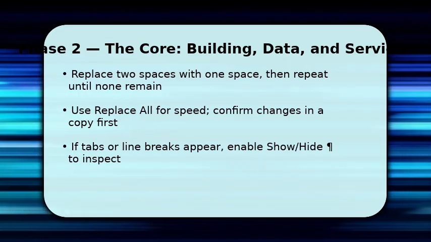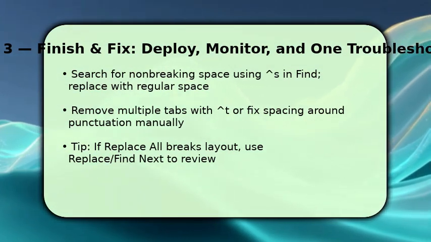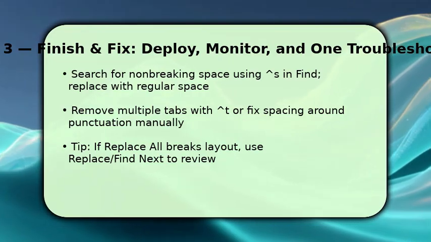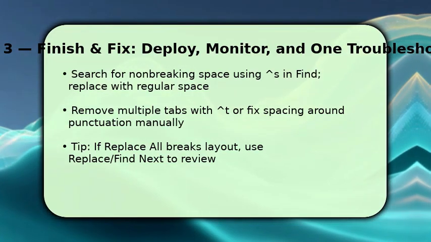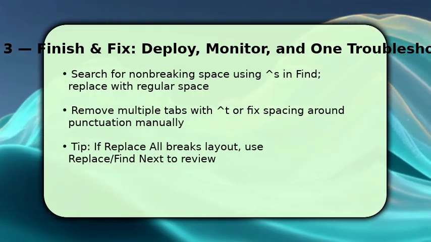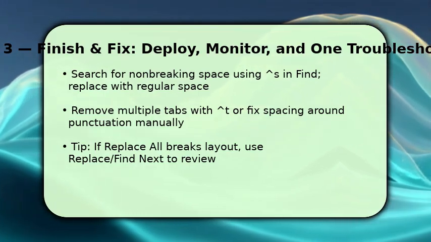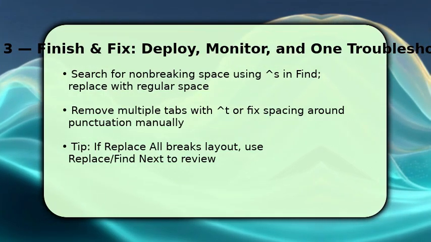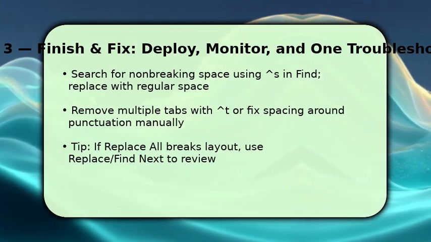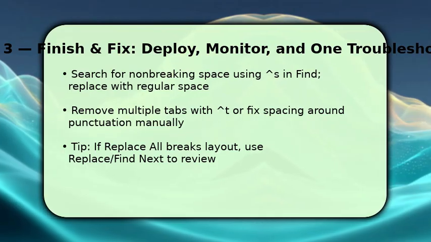Finish by targeting special characters. Use ^s in the Find field to find non-breaking spaces and replace them with a normal space. For tabs, search for ^t and replace or adjust manually around lists and tables, since tabs can alter layout. If replacing all at once breaks spacing in headings or tables, step through with Find Next and replace selectively. One troubleshooting tip: if layout changes occur, revert to the backup and work section by section.